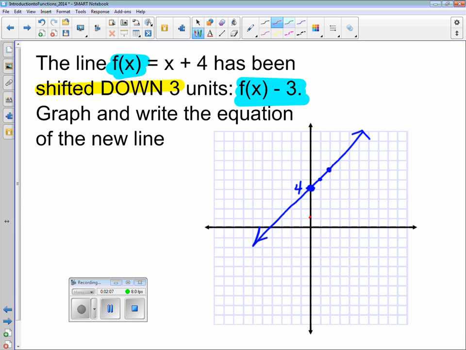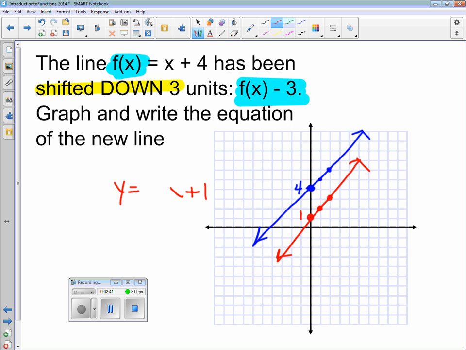So down this where it is 4, where is it going to be now? I'm going to be here at 1. I'm just going to keep going. I'm just going to shift every point that I had here down 3. Would you agree with that? And I'm just simply going to now draw the line. And this is the new graph. What's the equation of that? What's the y-intercept? 1. So I'm going to have a plus 1 at the end.